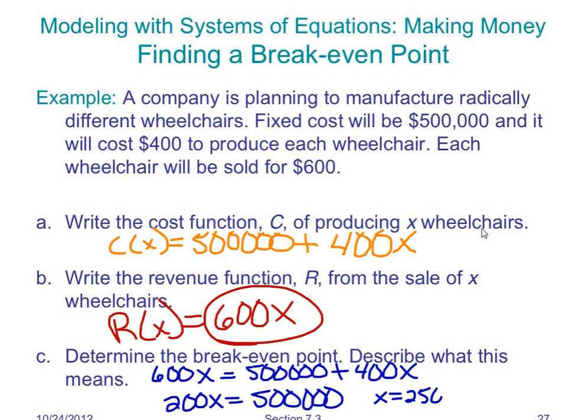Describe what that means. So if I make and sell 2,500 wheelchairs, then I won't be making any money, I won't be losing any money. No profit, no loss.